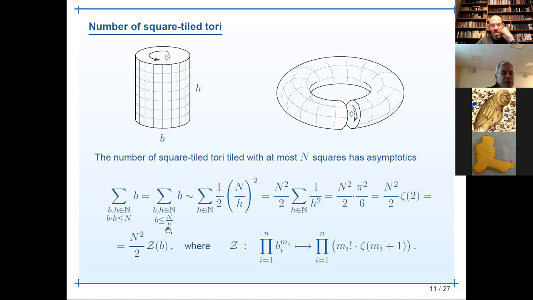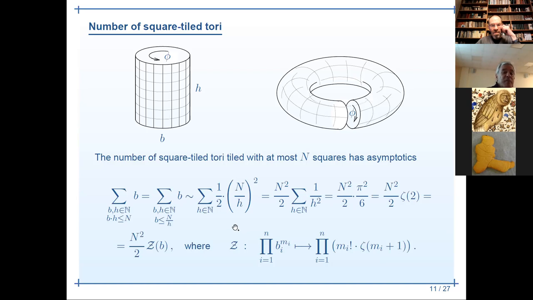Now, this sum can be approximated in the following way. I consider this sum for H equal to one, H equal to two, H equal to three, and so on. As soon as H is fixed, the sum for B which varies from zero to N over H is approximately N over H squared over two. And here, this is an asymptotic relation because I pretend that H goes from zero to infinity when N is sufficiently large. The tail is sufficiently small, so this is sort of legal.